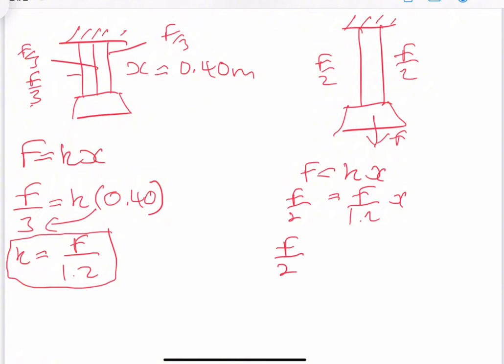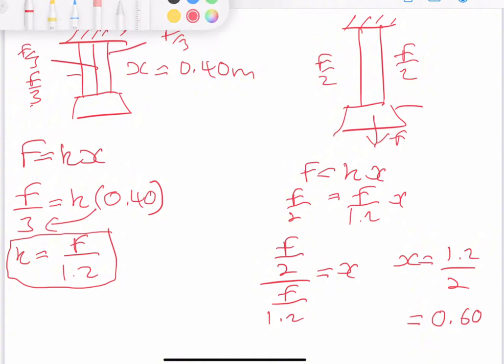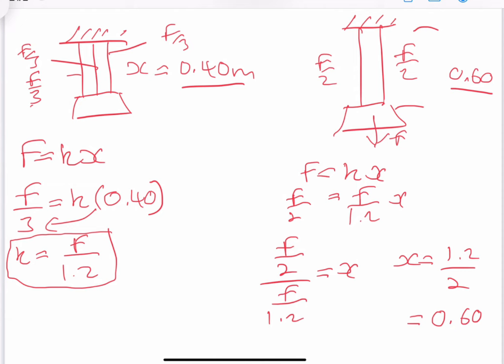So if we say F over 2 divided by F over 1.2, this should be equal to our value of X. Okay, so the value of X will be equal to 1.2 divided by 2, which will be equal to 0.60. So imagine this. This thing has extended more by how much? The total extension here is 0.60, right? Previously, we had an extension of 0.40. Meaning that this whole system has moved down by a difference of 0.20 meters. That's the same distance that our system is going to change.